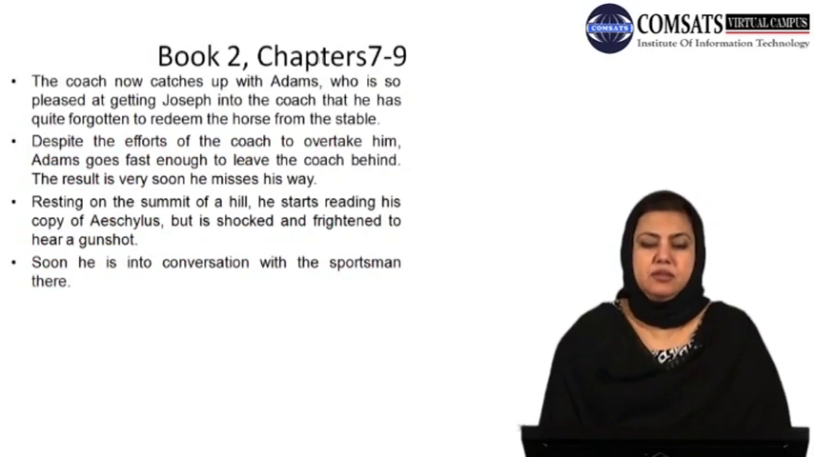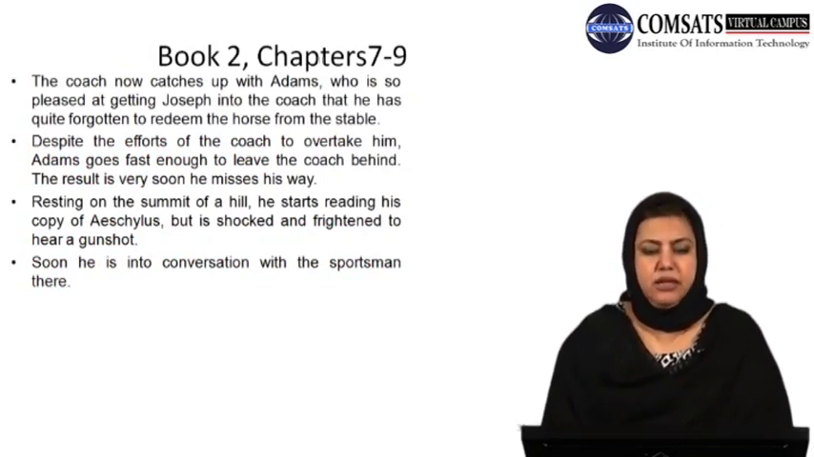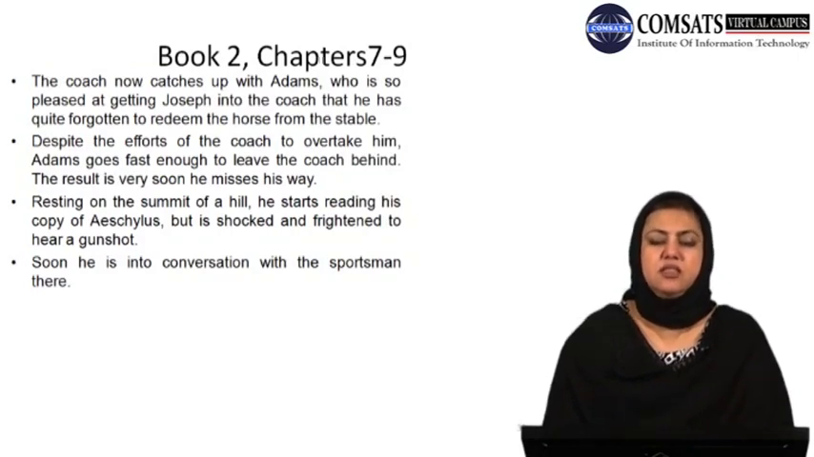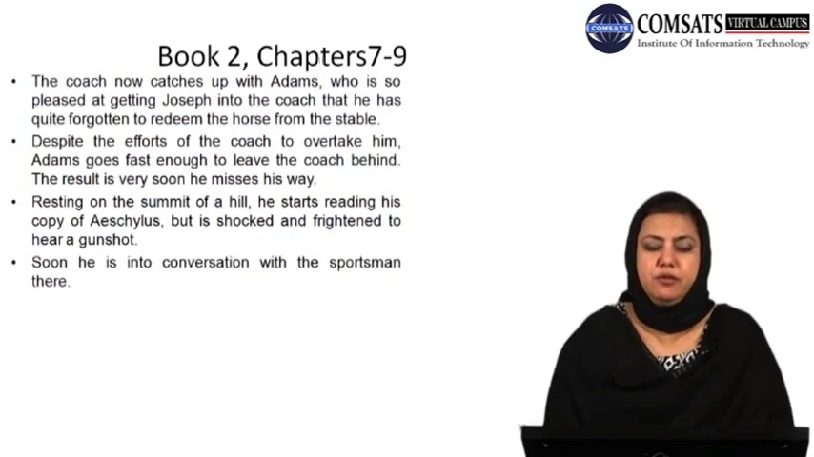So this is what happens through these chapters 7 to 9. The coach now catches up with Adams, who is so pleased at getting Joseph into the coach that he has quite forgotten to redeem the horse from the stable. Despite the efforts of the coach to overtake him, Adams goes fast enough to leave the coach behind. The result is very soon he misses his way. Again, this is an instance of Parson Adams' forgetfulness.